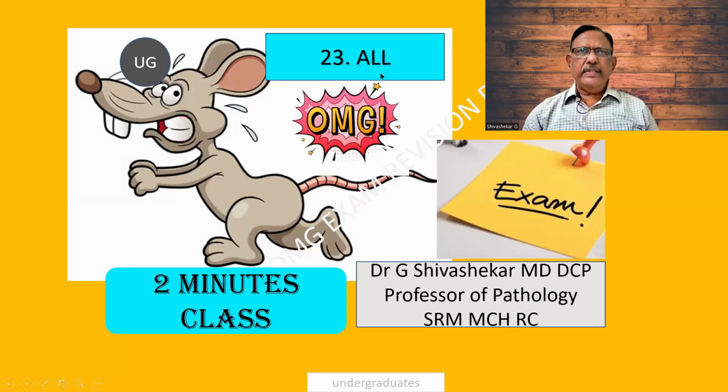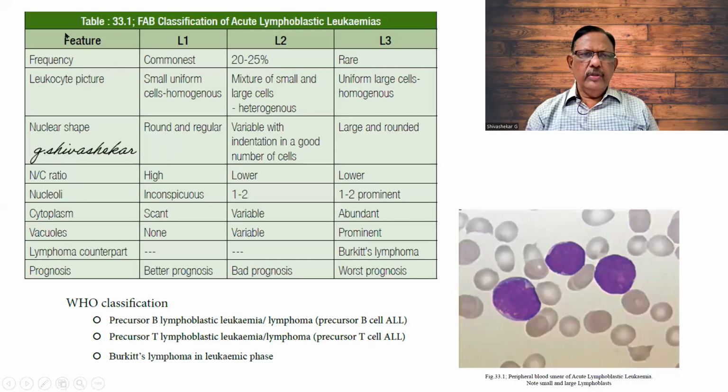Acute lymphoblastic leukemia. Don't write it as lymphocytic leukemia. Acute means always blast, immature. Oh my God, exam. So there is an FAB classification for ALL.